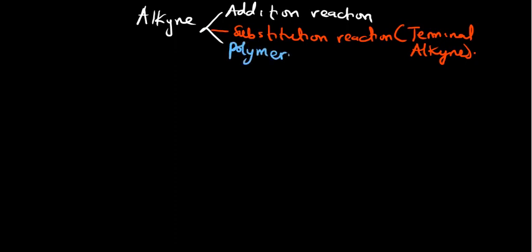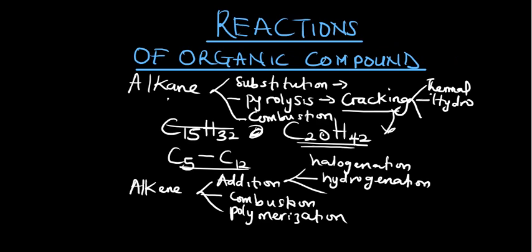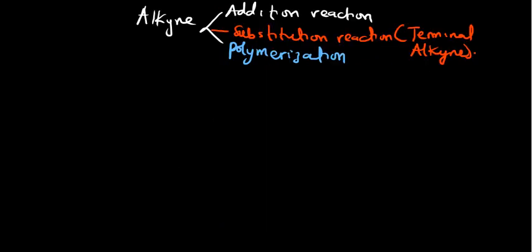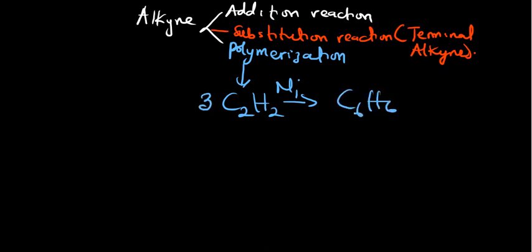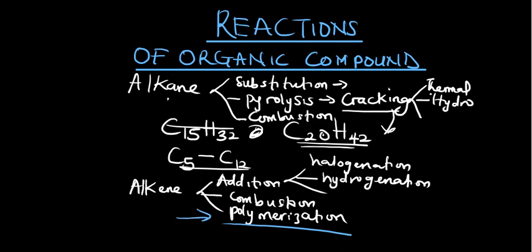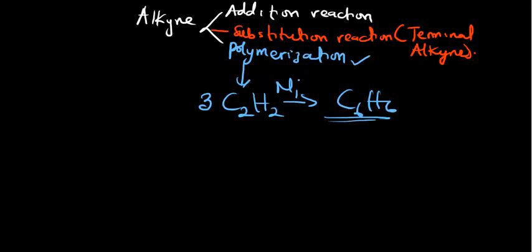Another reaction they normally undergo is polymerization. It's not the normal polymerization. It is different from the polymerization of alkene. The polymerization I'm talking about is the one that ethyne normally undergoes to form benzene, in the presence of nickel. I hope you understand. Polymerization of alkene is going to produce nylon, plastic, all those things. But the polymerization I'm talking about here is the one that gives us benzene. Please don't be confused.